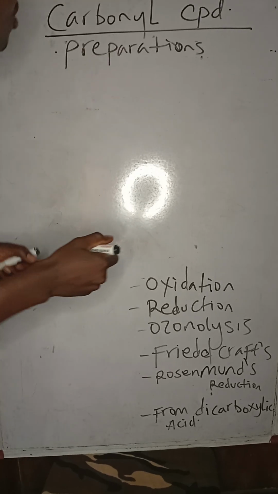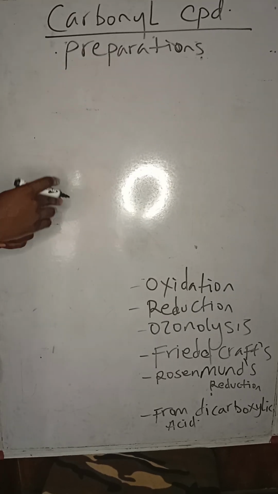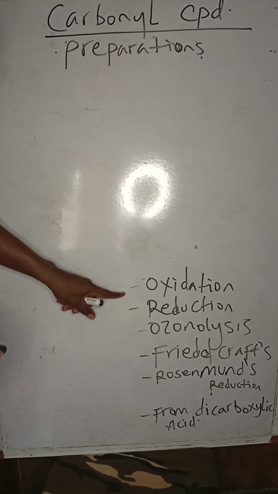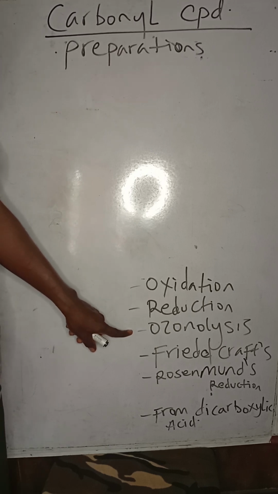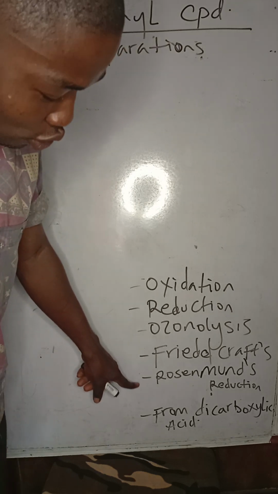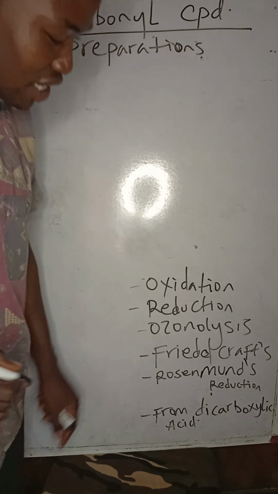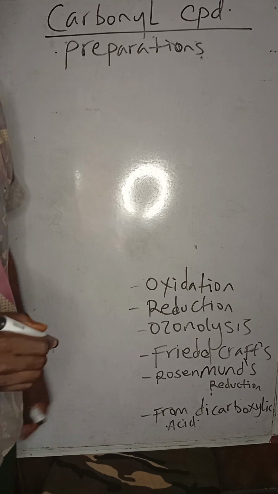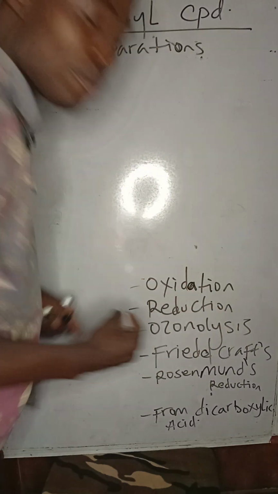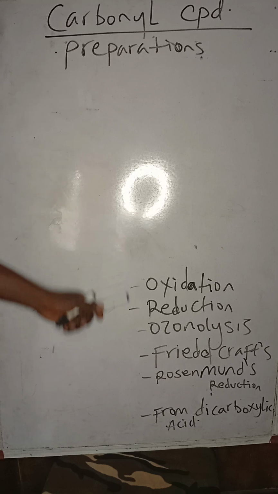Okay, for the preparations of carbonyl compounds, we're going to prepare them in sections. The ways to prepare carbonyl compounds are reduction, oxidation, ozonolysis, Friedel-Crafts acylation, Rosenmund's reduction, and we can get them from carboxylic acids. These are a few of the ways. I think there are one or two extra ways as well, but in subsequent videos we'll add them. These are the common ways to get carbonyl compounds.